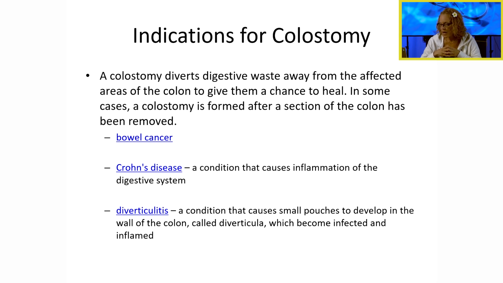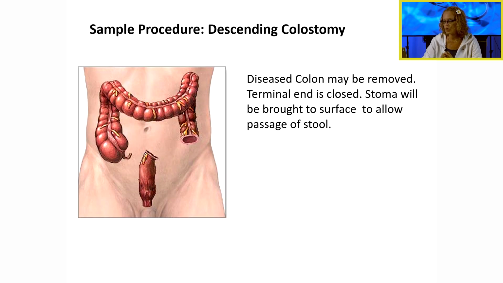Diverticulitis is another condition that causes small pouches to develop in the wall of the colon, and these can become infected and inflamed. And so what the colostomy does is it diverts the digestive waste away from the affected area of the colon to give them a chance to heal. And so in some cases, the colostomy will be formed after a section of the colon is removed.